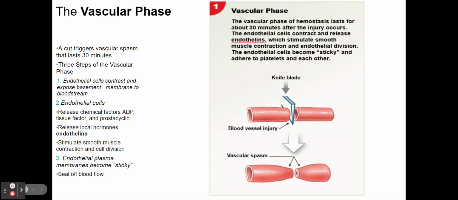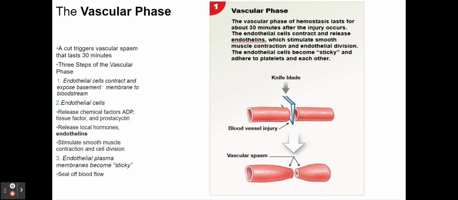hemostasis. During the vascular phase, there are a couple of changes that take place in the endothelium of the vessel at the injury site. The endothelial cells will contract and expose the underlying basement membrane to the bloodstream, and the endothelial cells will also begin releasing chemical factors and local hormones. We'll discuss several of these factors, including ADP, tissue factor, and prostacyclin, in later sections. But endothelial cells also release peptide hormones called endothelins. These local hormones, one, stimulate smooth muscle contraction and promote vascular spasms, and two, stimulate the division of the endothelial cells, smooth muscle cells, and the fibroblasts to accelerate the repair process.